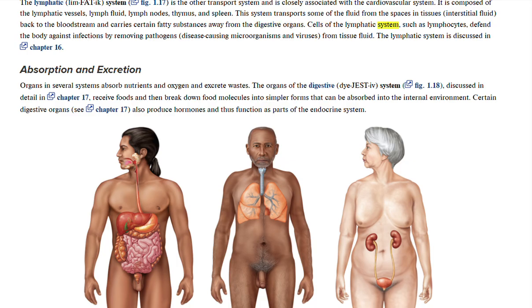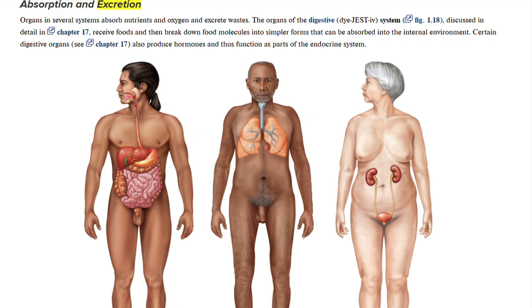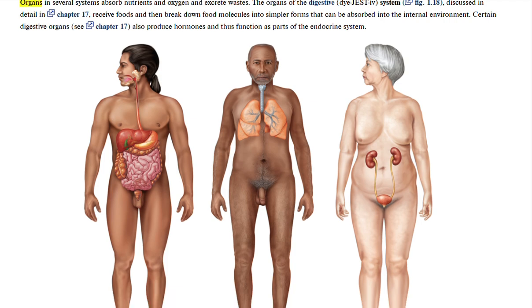Cells of the lymphatic system, such as lymphocytes, defend the body against infections by removing pathogens, disease-causing microorganisms and viruses, from tissue fluid. The lymphatic system is discussed in Chapter 16. Absorption and excretion. Organs in several systems absorb nutrients and oxygen and excrete wastes.